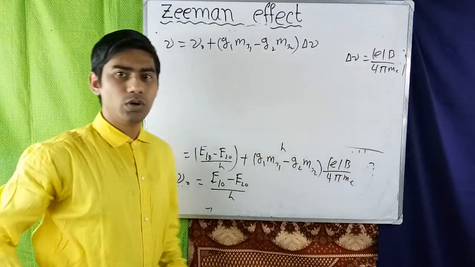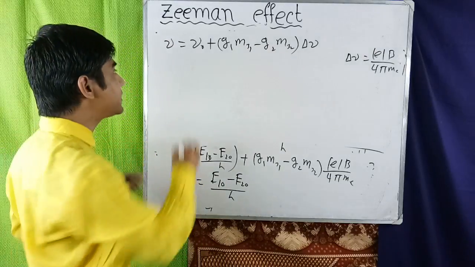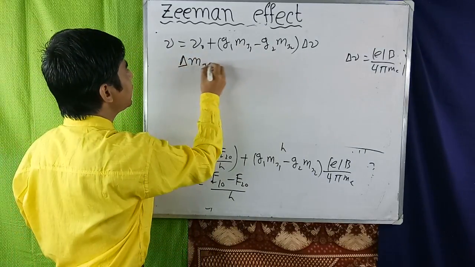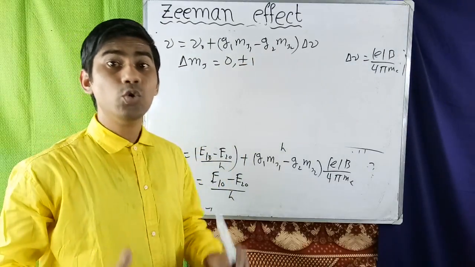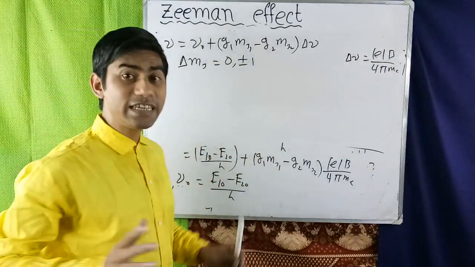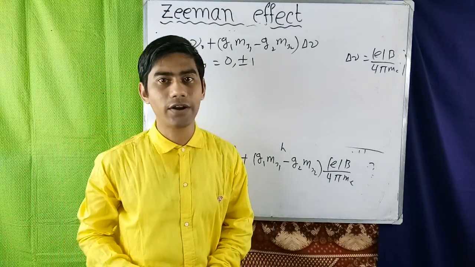So this is nu. Now here selection rule is delta mj equals to 0, plus minus 1. The transition which satisfies this following selection rule can actually occur.